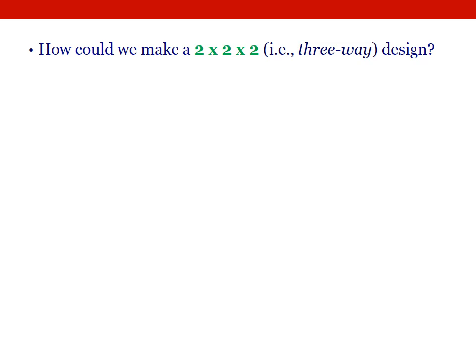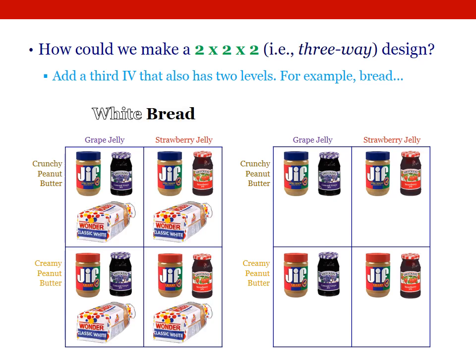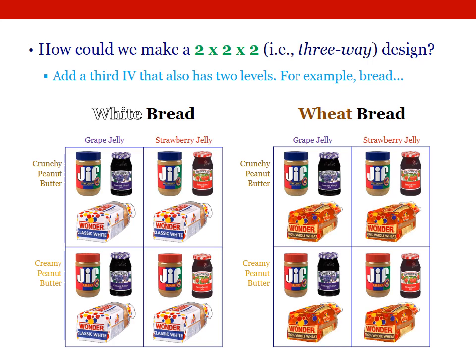For example, in addition to manipulating the type of peanut butter and the type of jelly, what if we also manipulated the type of bread that we used? So what if I made 4 different sandwiches all on white bread and 4 different sandwiches all on wheat bread? Now I've got 8 different combinations of sandwiches I could make with these ingredients. 2 peanut butters times 2 jellies times 2 types of bread, 2 times 2 times 2 gives us 8 possible combinations. You can see how these studies can get complicated pretty quickly.